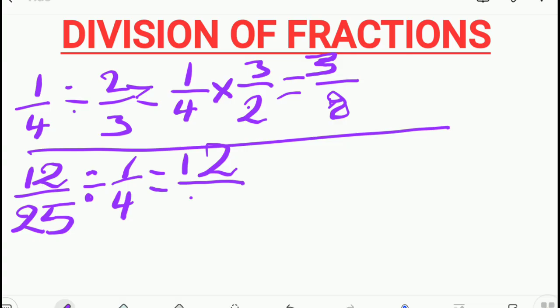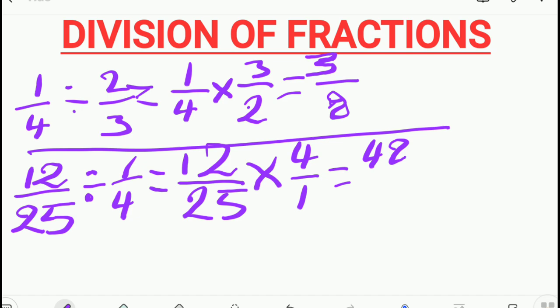12 over 25 times the reciprocal of the second fraction. The reciprocal of 1 over 4 will be equal to 4 over 1. 12 times 4 is equal to 48, over 25 times 1 is equal to 25.